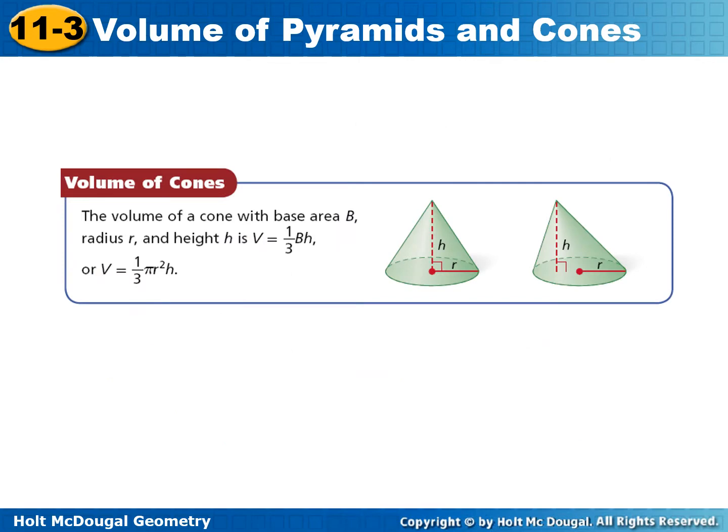The volume of a cone has the same formula as the volume of a pyramid. It's 1/3 base times height. Now the base of the cone, though, is a circle, so the base is pi r squared. So our formula is 1/3 pi r squared times the height.